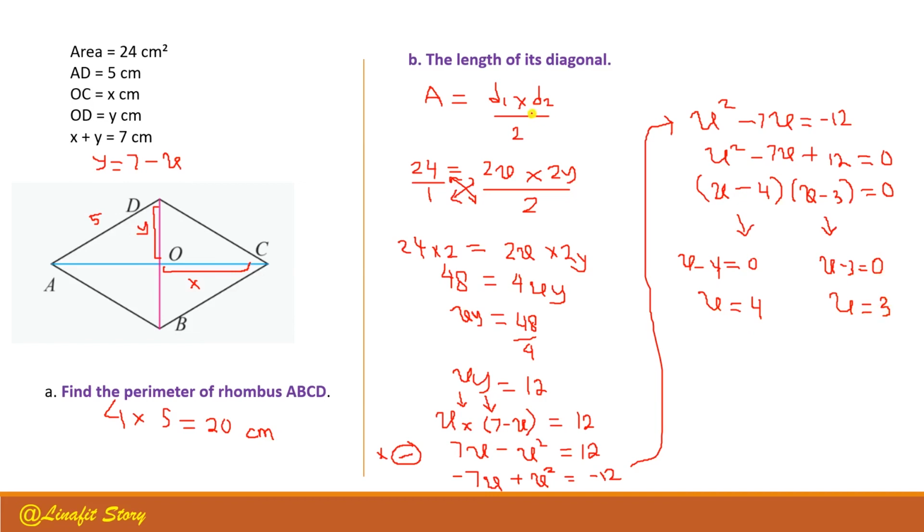So to get the length of its diagonal, AC is equal to 4 plus 4, or 2 times 4, is equal to 8 cm. And DB is 3 plus 3, or 2 times 3, is equal to 6 cm.